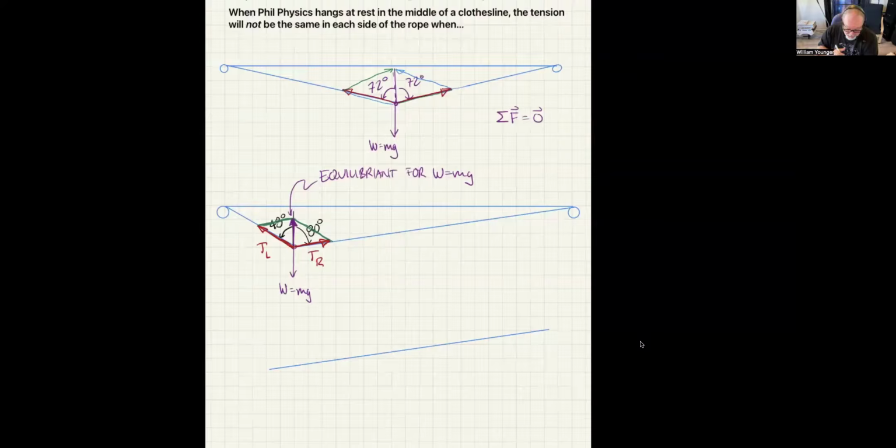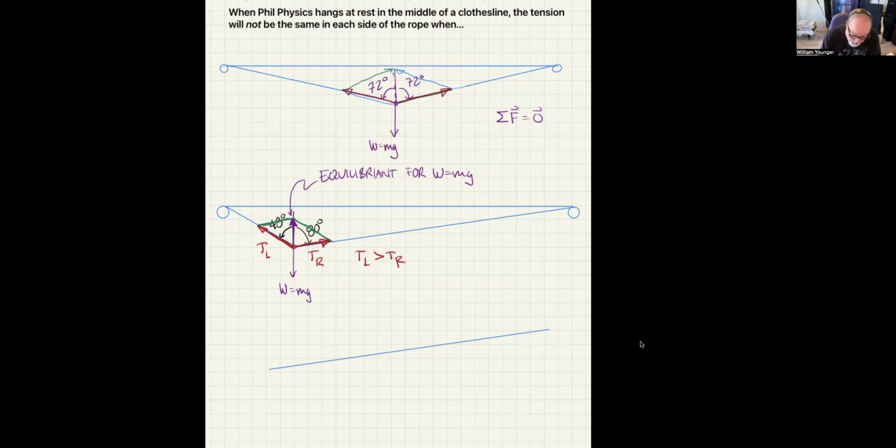and they do add up to a sum that is equal to the equilibrium for the weight. And in fact, we see that TL is greater than TR. So that's how we could address the question. When Phil Physics hangs at rest in the middle of the clothesline, the tension will not be the same in each side of the rope when, specifically, the angles of the two ropes are different. Or the directions of the two tensions are different. That's another way of saying it.